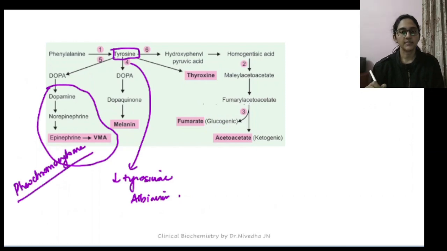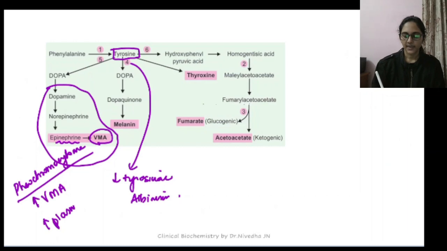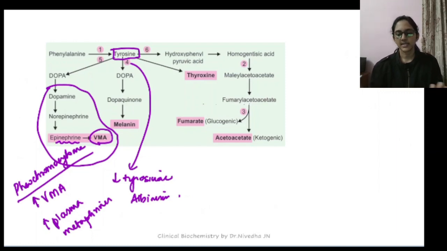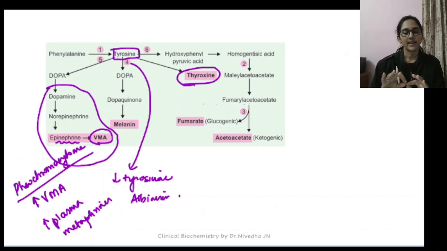And what should you remember with this pheochromocytoma? It's a catecholamine producing tumor, and there is increased VMA here, because epinephrine gets broken down to form vanillylmandelic acid. And also you will find increased plasma metanephrines in this case. So this is about your pheochromocytoma. And what is another product of tyrosine? It is thyroxine. The tyrosine residues in the thyroglobulin are iodinated, and that forms thyroxine. So that is another product of tyrosine.